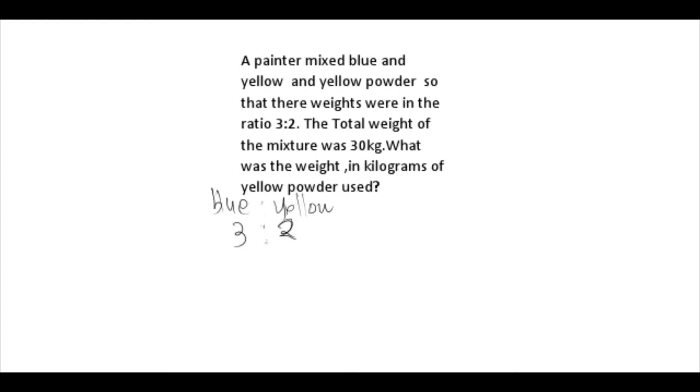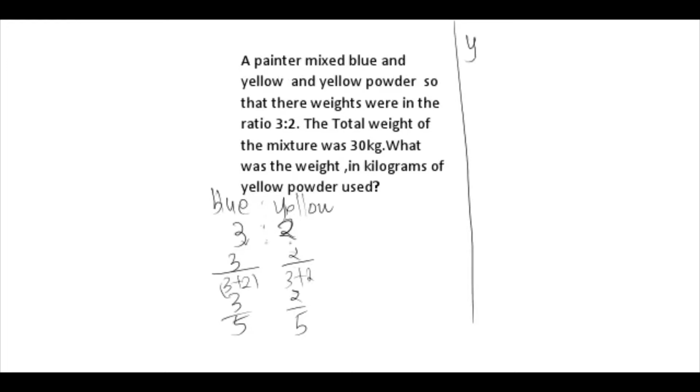So we have to know the fraction of blue powder and that of yellow. So the fraction of blue will be 3 divided by 3 plus 2. Then yellow will be 2 divided by 3 plus 2. So the fraction of blue is 3 over 5. Then the fraction of yellow powder is 2 over 5. And you are told the total weight of the mixture was 30 kgs. What was the weight in kilograms of yellow powder?